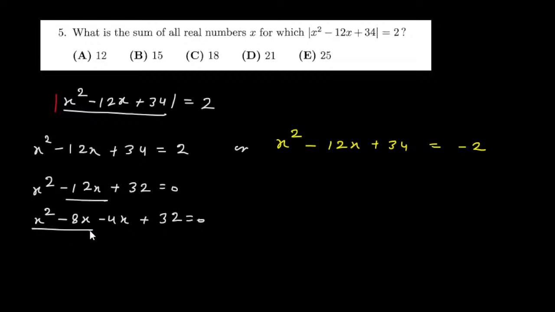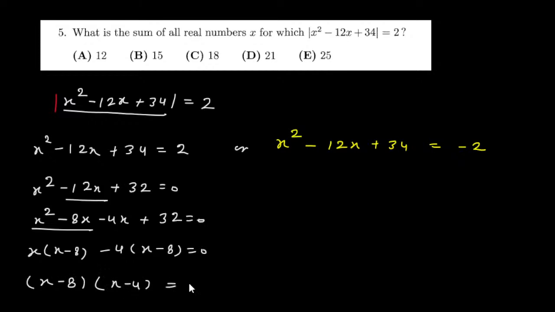The next step is to take x common, so here it is x(x − 8). Here also I will take −4 common, so it will become −4(x − 8). So I have two factors, one is (x − 8) in one bracket and (x − 4) in another bracket, and this is equal to 0. Therefore this gives me the result x = 8 or x = 4. So I get two values for x, one is 8 and one is 4.